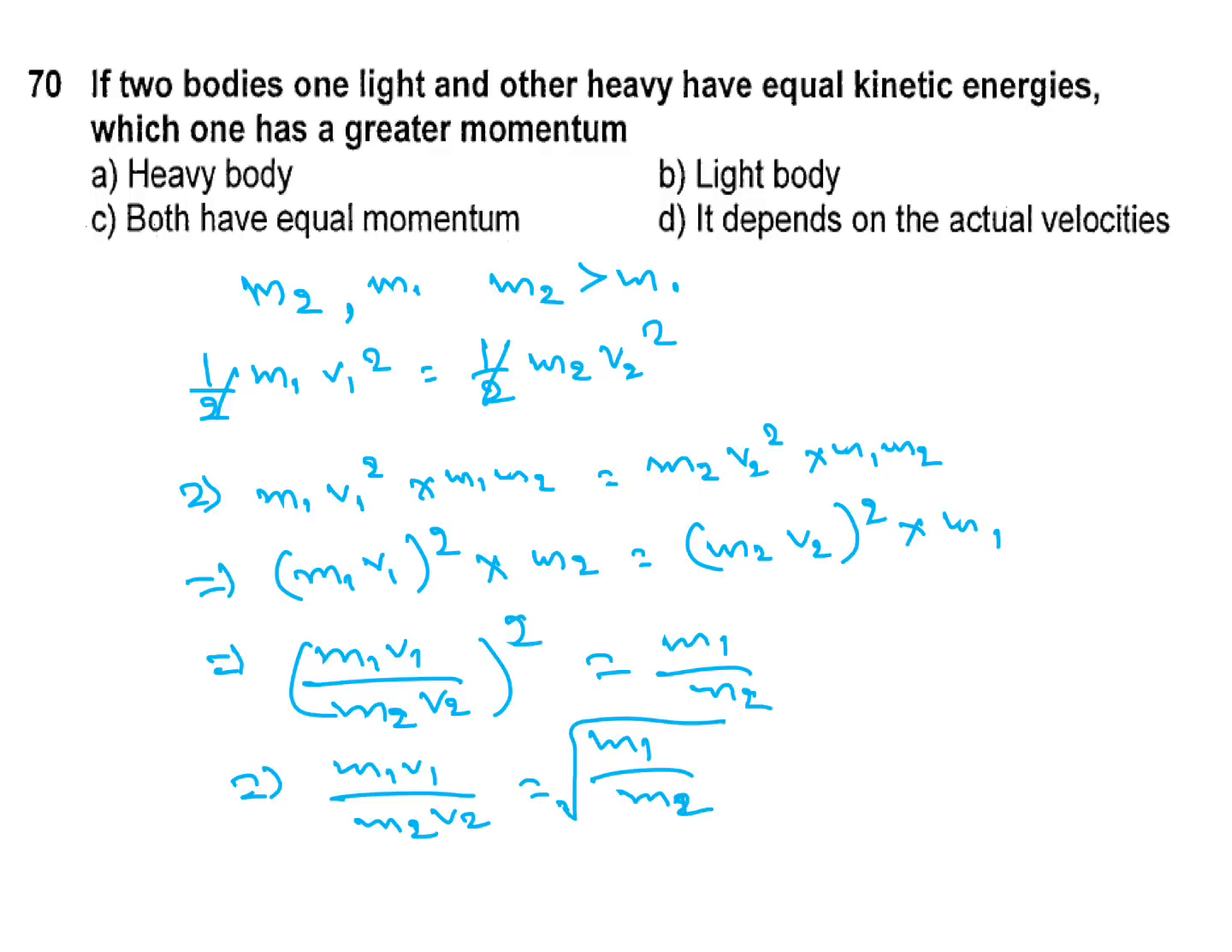So we know m2 is greater than m1, so this term is less than 1. So m1 v1 is less than m2 v2. Greater momentum is in the heavier body. Here m2 is greater than m1. A is our answer.